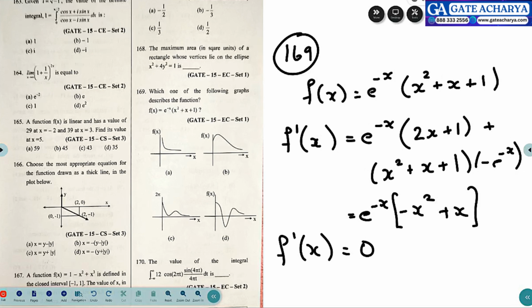This was asked for the EC branch. EC branch calculus questions are slightly tougher. The branch which faces the toughest questions in calculus is the EC branch. The branch which faces the easiest questions in calculus is, I think, production engineering. Others are kind of in the middle. The branch which faces the toughest questions is EC, and electrical also. EC and electrical are the same level. There is not much of a difference in the paper. The level of the paper is almost the same.